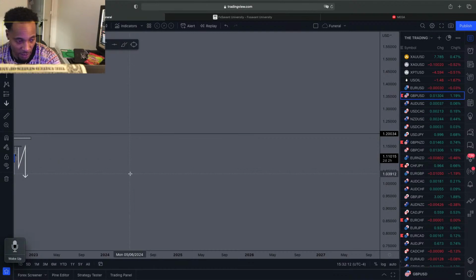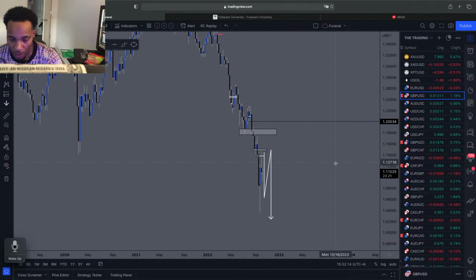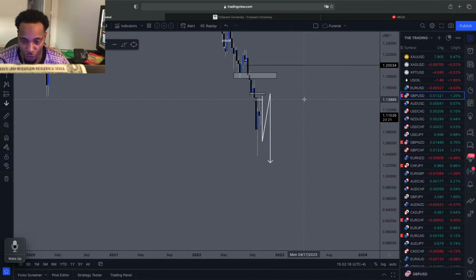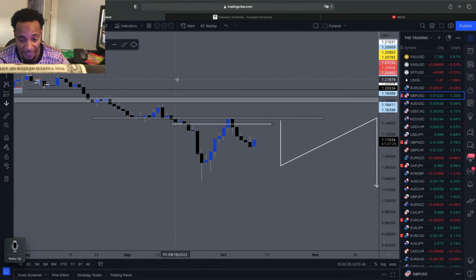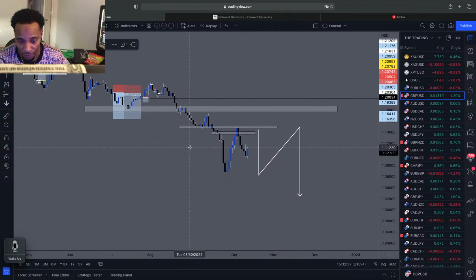excuse me, let me clean this up just a bit. On the weekly, we did have previous structure support that should act as resistance when retested, and that is exactly what we got. Found a level of support right in this area, broke below it, came back, retested that area as previous structure resistance because it was support at one point. And now we're starting to move to the downside, which is kind of ideal following the market structure.